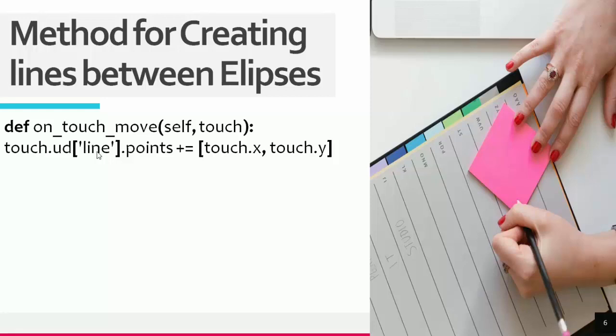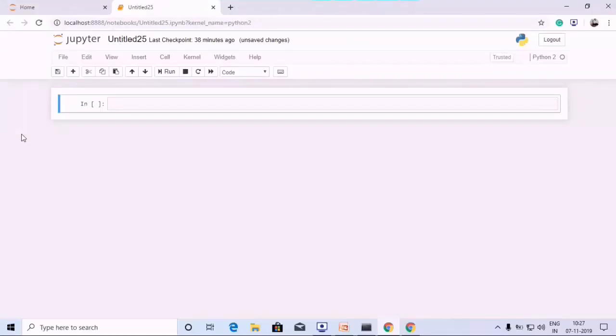Hey all, welcome to Programming Knowledge. This is the second tutorial of Simple Paint app using Kivy. In the first tutorial, we have seen what is there in the Simple Paint app and also the implementation steps of creating a Simple Paint app. Now we are going to write the code for creating the Simple Paint app and running the application.